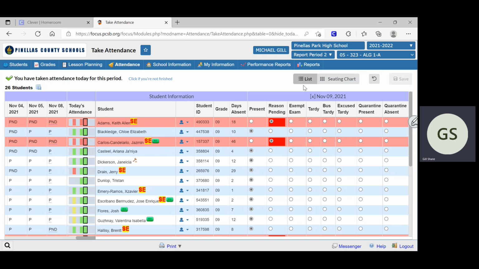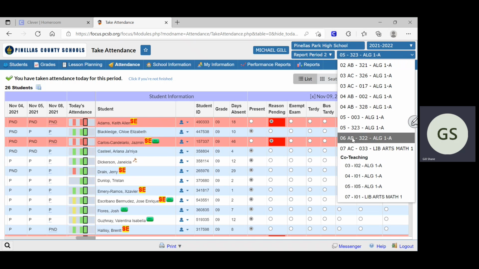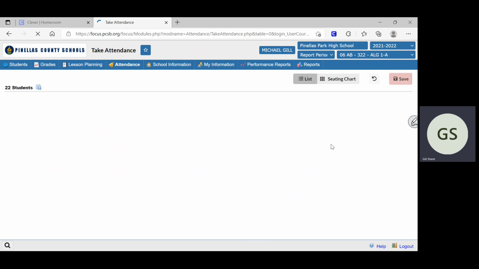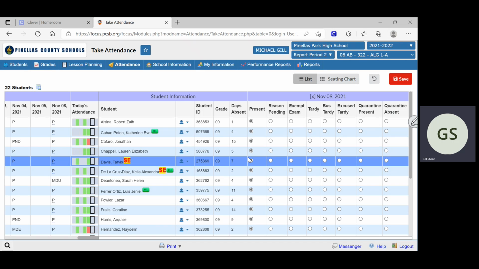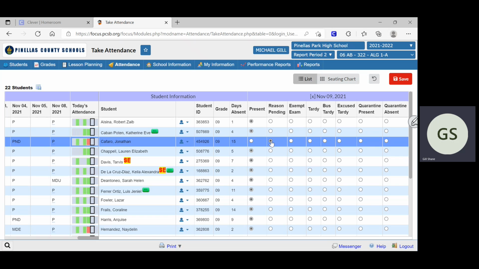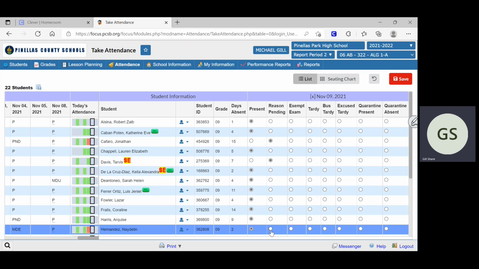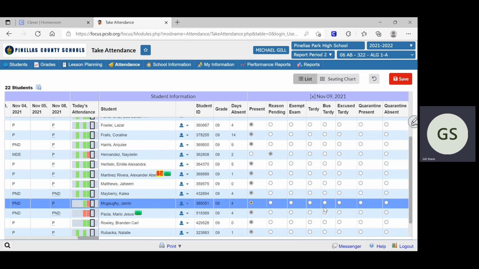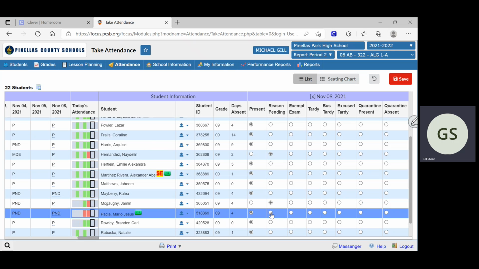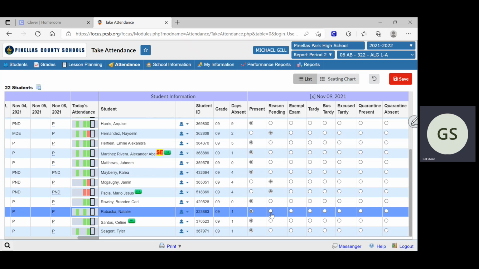Let's see, 6th period. Who are we missing? A lot of people. Egan, Jonathan, not here. Jonathan's not here, right? He must have left. Tarvis not here. He may show up. Who knows? Salazar, Keys, Nayland not here. All right, done with that.